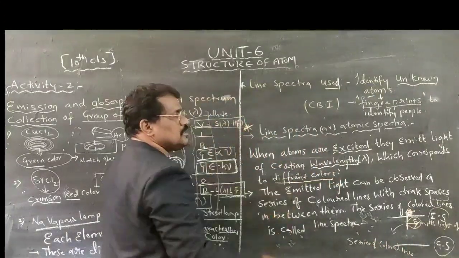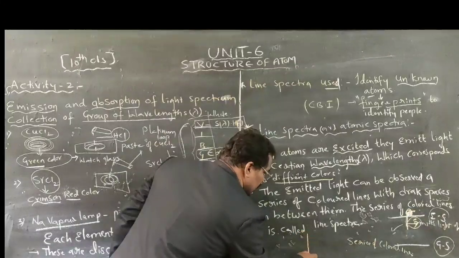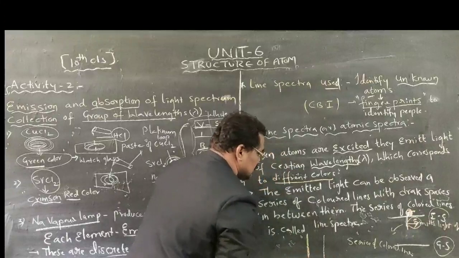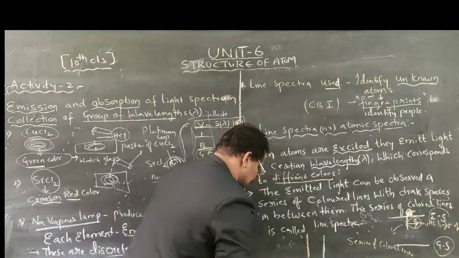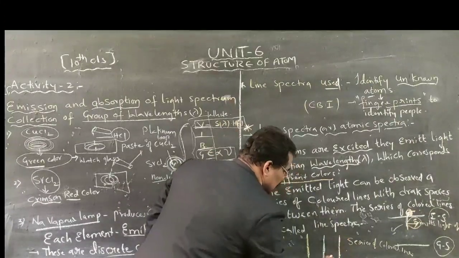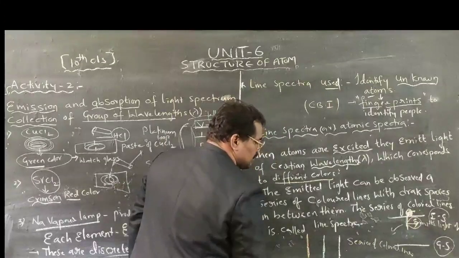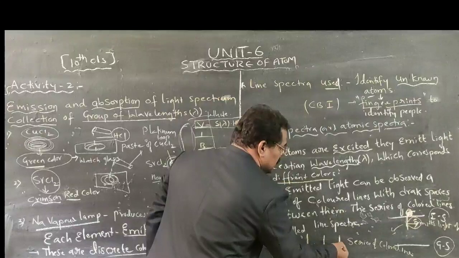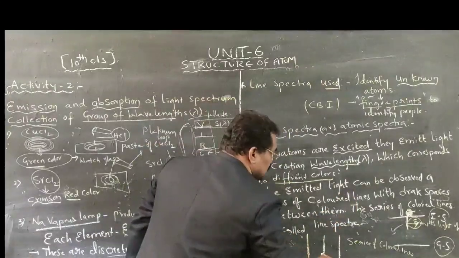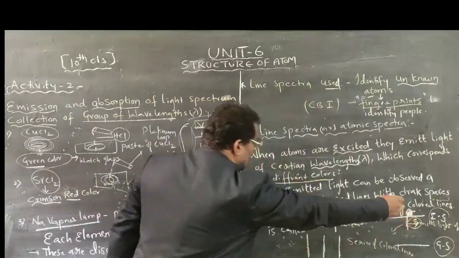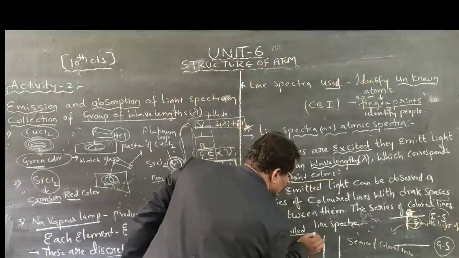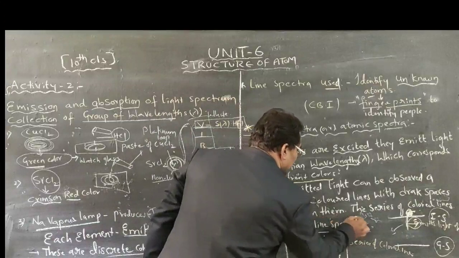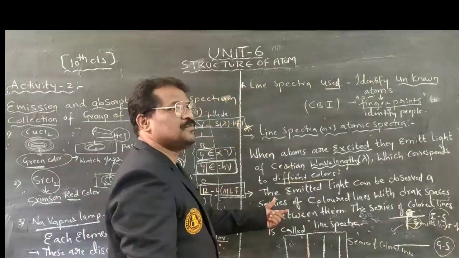The lines are observed with dark spaces. For example, here one color line is there, and in between them a dark space is there. Color light, dark space, color light, dark space, and so on. The series of these colored lines can be called nothing but a line spectra.